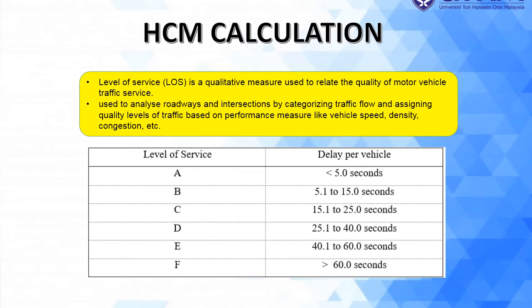Highway Capacity Manual calculation based on our data observation at site. HCM is a method to determine cycle length based on the capacity of a lane group. Level of service (LOS) is a qualitative measure used to relate the quality of motor vehicle traffic service. LOS is used to analyze roadways and intersections by categorizing traffic flow and assigning a quality level of traffic based on performance measures. LOS measurement can be divided into several criteria as shown in this table. There are 6 levels of service, which depend on the average delay per vehicle.